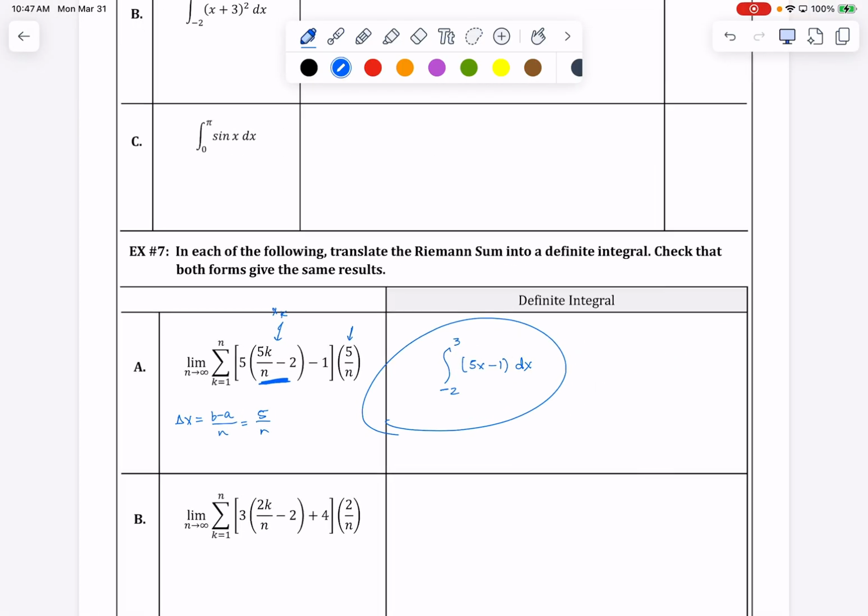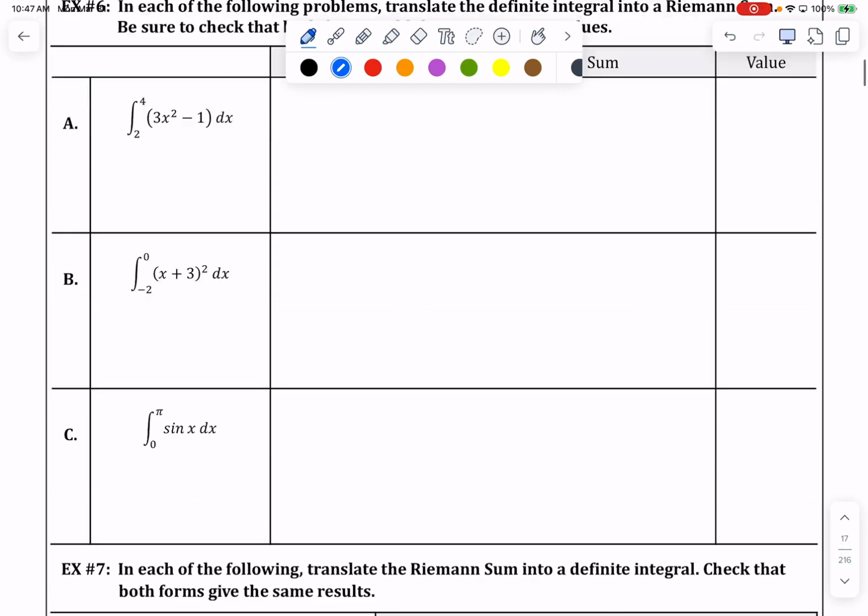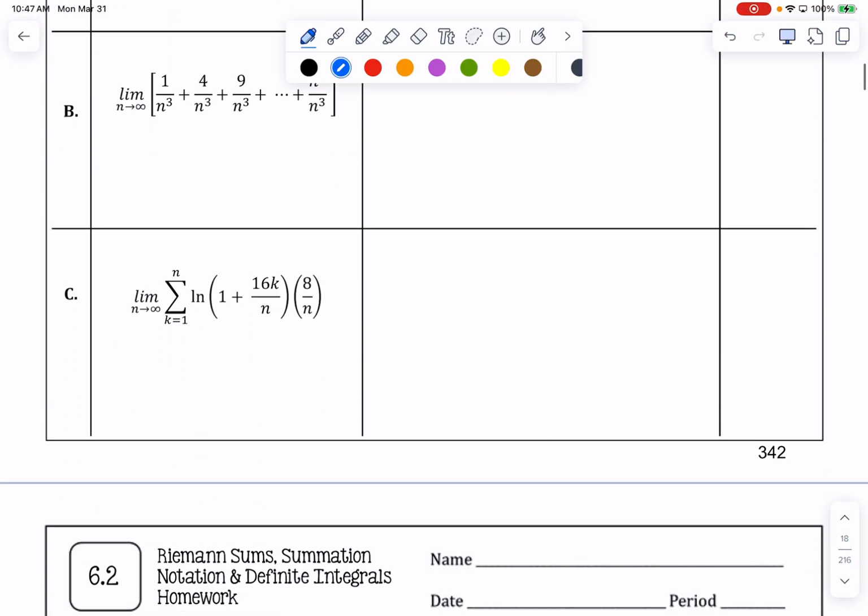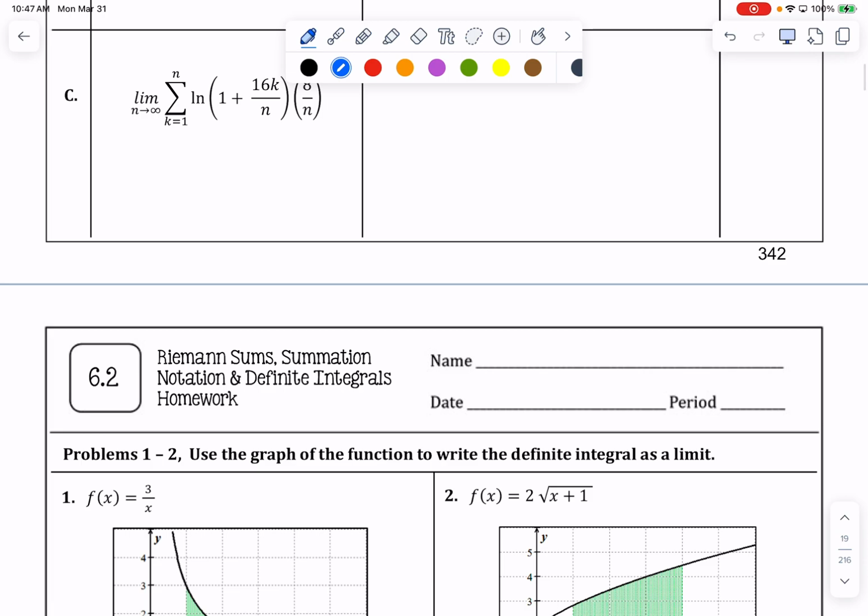Here's what I want you to do. I want you to try example 6, example 7, example 8, and then I'll finish these up tomorrow, and then we'll start the next section. Like I said, this is all for one problem on the multiple choice.